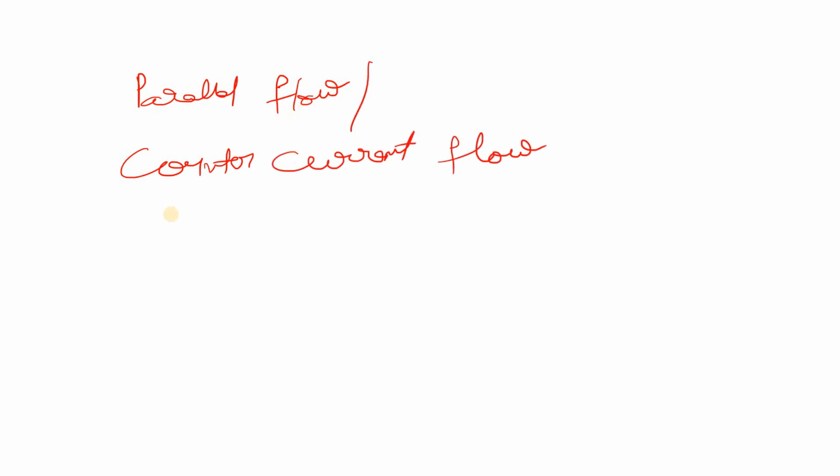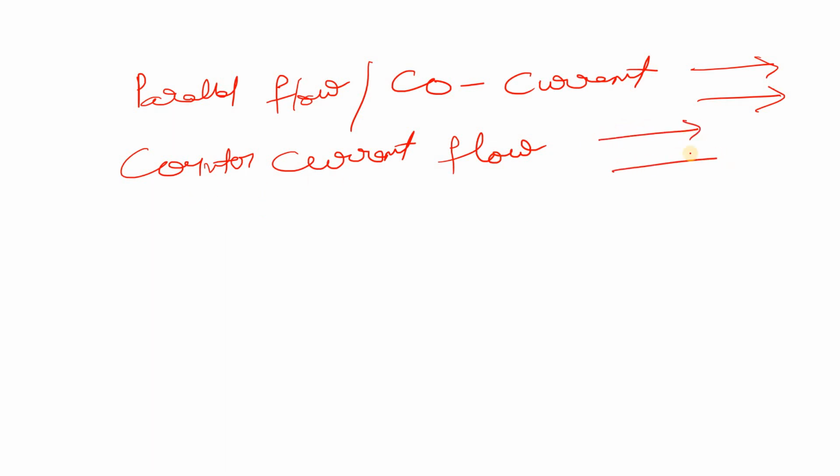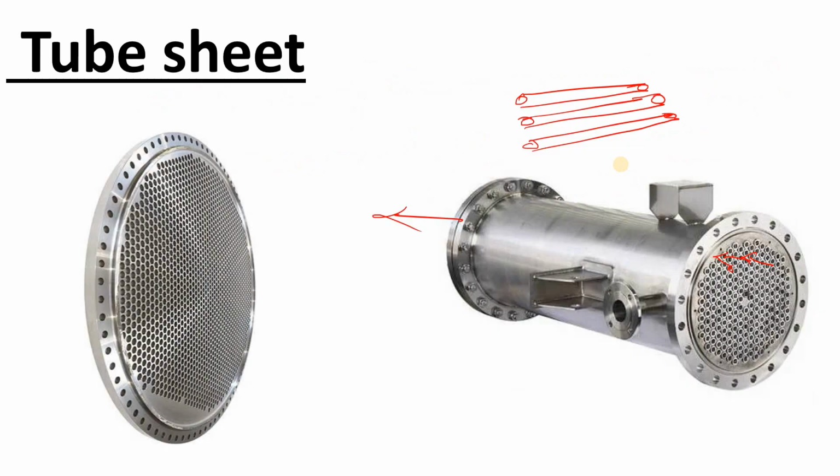Now that flow can be parallel flow or counter current flow. Parallel flow is also known as co-current flow. Okay, what does it mean? It means that your hot fluid direction will be this and your cold fluid direction will be this, and in counter current flow your hot fluid direction will be this and your cold fluid direction will be this. So in this case the heat transfer is better. In this case the heat transfer rate, or heat transfer quality, is better, simply you can say. That is a different thing we will discuss in our upcoming videos.